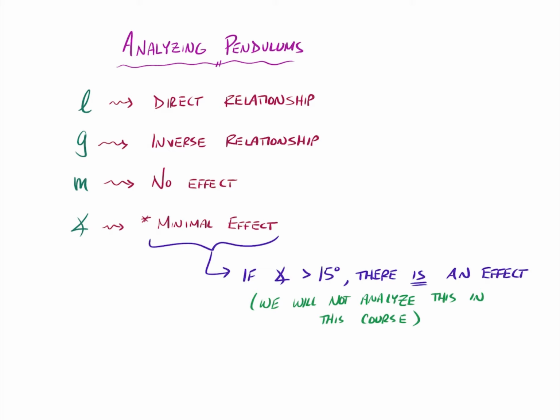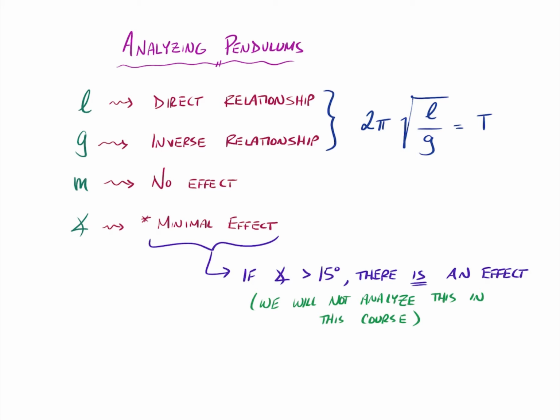Because we know that the length has a direct relationship and the gravitational acceleration has an inverse relationship, that tells us that within the equation, the length must be in the numerator and the gravitational acceleration must be in the denominator. That's the only way you get a direct and inverse relationship accordingly. So the entire equation, once we understand that, is T equals 2 pi square root of L over g.